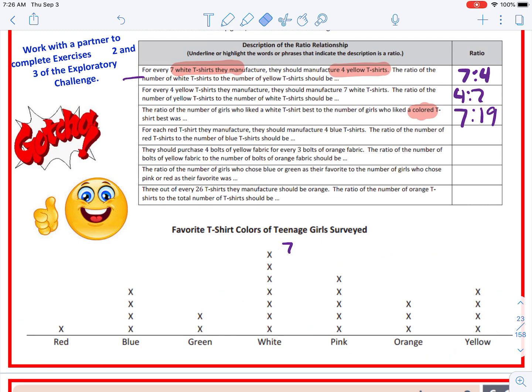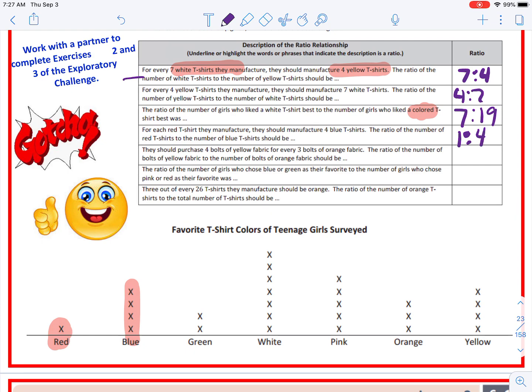Next one. For each red t-shirt they manufacture, they should manufacture 4 blue t-shirts. The ratio of the number of red t-shirts to the number of blue t-shirts should be, we're going to look at the red, we're going to look at the blue. Red goes first because that's what they're asking, so our ratio would be 1 to 4.